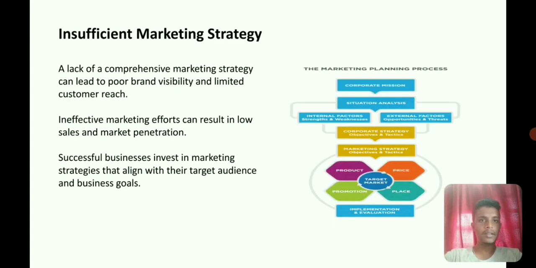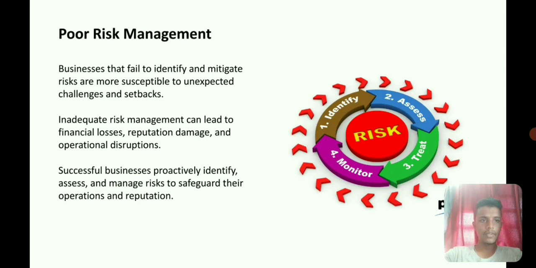And insufficient marketing strategies. A lack of comprehensive marketing strategies can lead to poor brand visibility and limited customer reach. Ineffective marketing efforts can result in low sales and market penetration. And poor risk management. Businesses that fail to identify and mitigate risks are more susceptible to unexpected challenges and setbacks. Successful businesses proactively identify, assess, and manage risks to safeguard their operations and reputation.